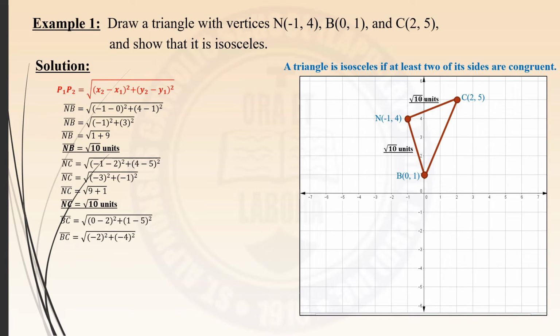So 0 minus 2, the answer is negative 2. 1 minus 5, the answer is negative 4.